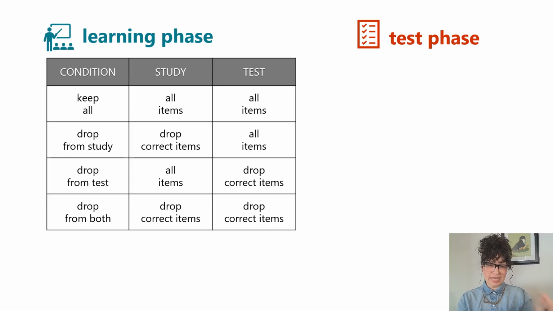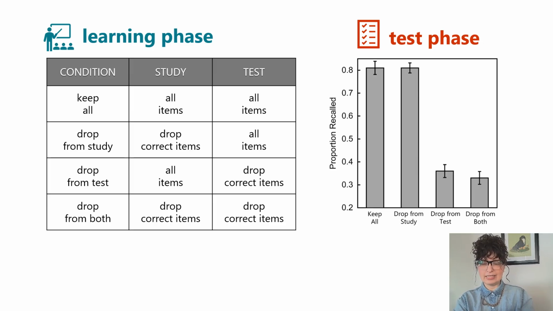In the drop from test condition, participants would study all of the items and then be tested on all of the items through the first cycle of learning, then drop any items from the test, but keep all of those items in the study component. In the drop from both, anything that they got right in a test condition would be dropped from both the subsequent study and test sections. So a week later, participants were brought back into the lab and tested on their ability to recall those 40 Swahili word pairs. And here are the results.